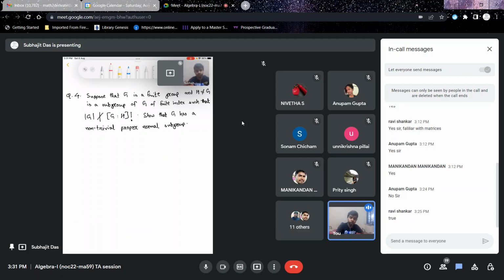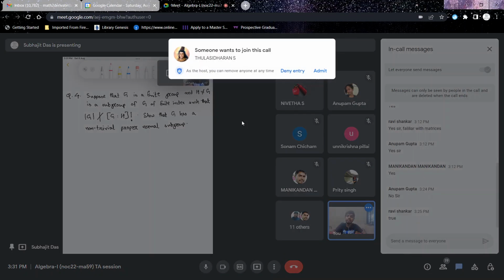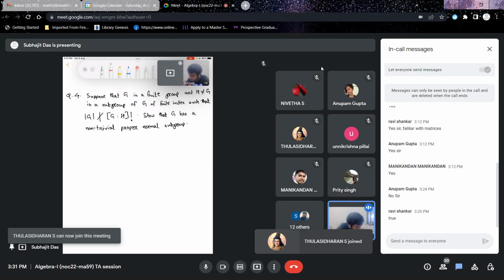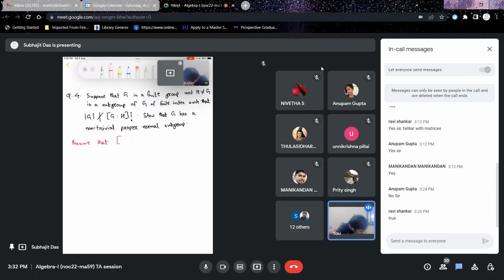I know that you have learned group actions this particular week, right? So we will try to attack this problem using group actions. Whenever you have some condition like this, that the order of G doesn't divide the index of H in G's factorial, assume that the index of H in G is equal to n. Can you give me an example of a very popular group which has order n factorial?